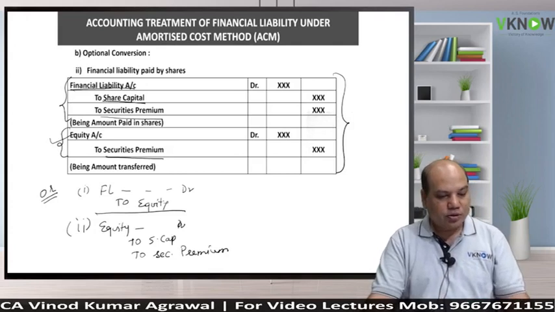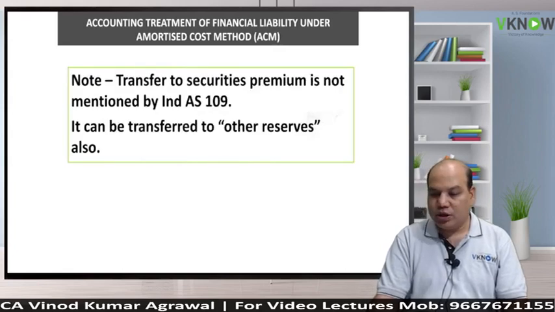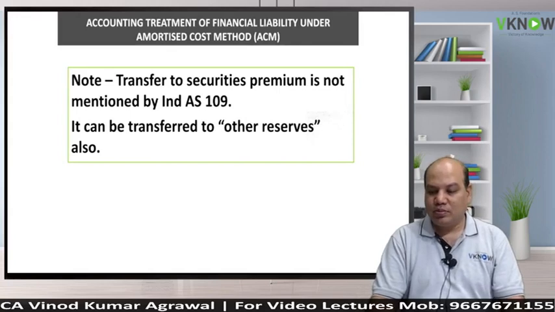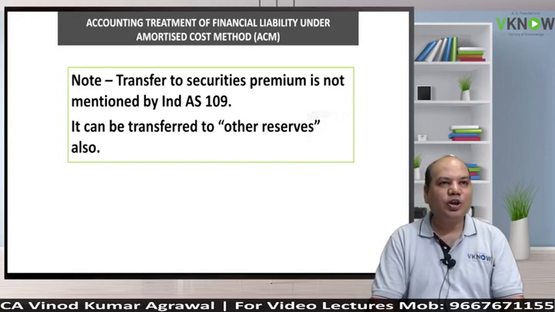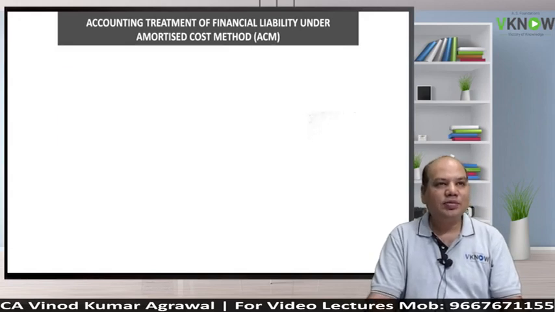So this is your compound financial instrument. Some notes are written for you for understanding. Ind AS does not tell you that you have to transfer the difference to securities premium, but that we do because of the requirement of company law. As per Ind AS, it can be transferred to any other component of equity. But then why do we transfer to securities premium? Companies Act: any excess amount received over face value is credited to the securities premium account.